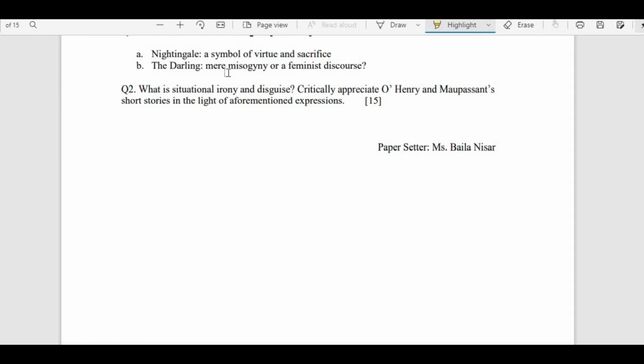Okay, and then The Darling. The Darling is a mere misogyny or feminist discourse. So yes, I respond to this question in this way, that it's a mere misogyny. Misogyny means hatred towards women. In this story, the writer portrays women as weak, dependent on men, and we'll see the character sketch of Olenka.